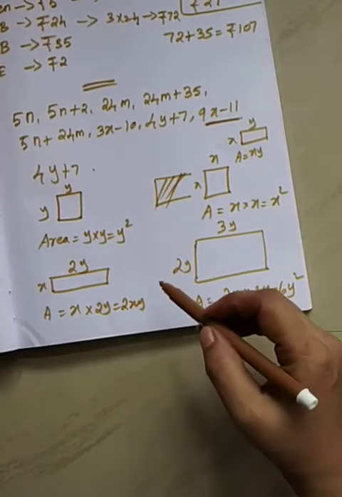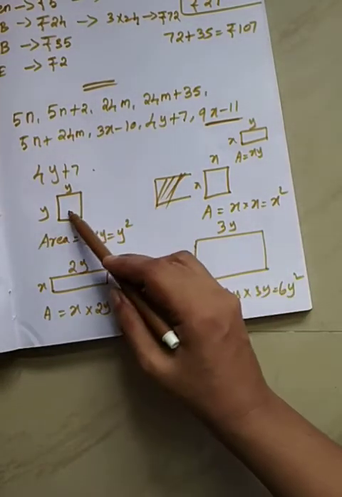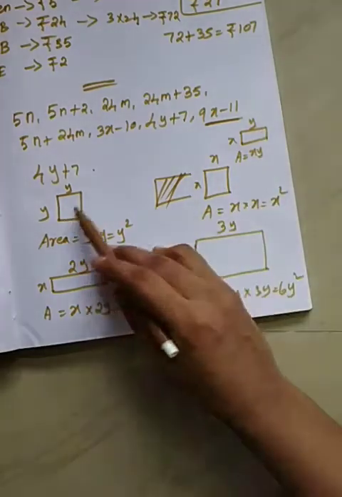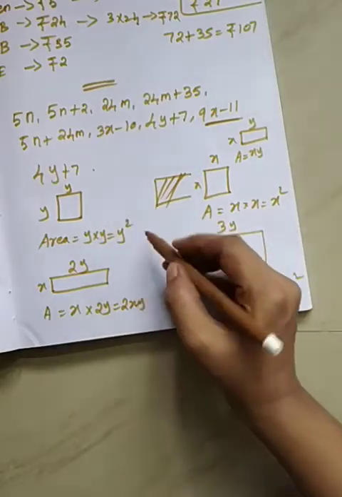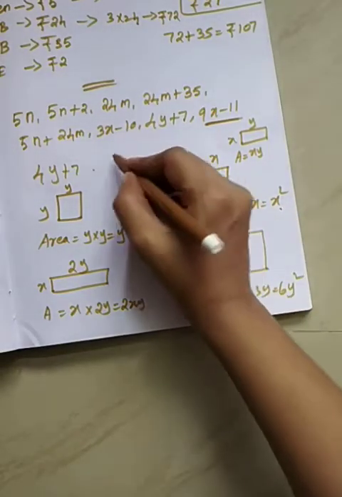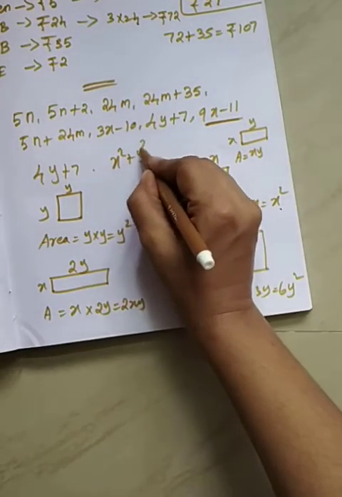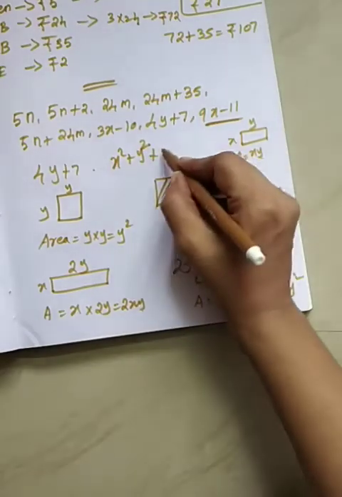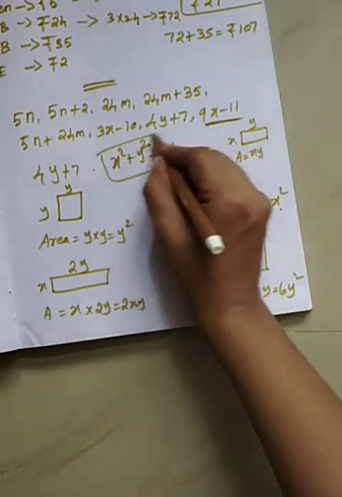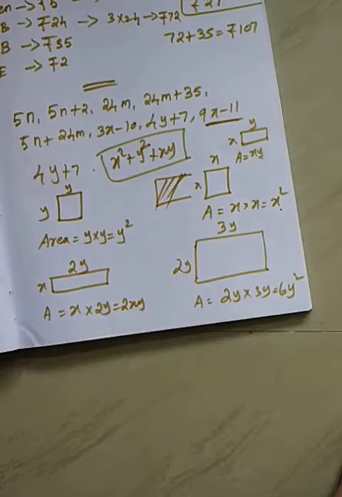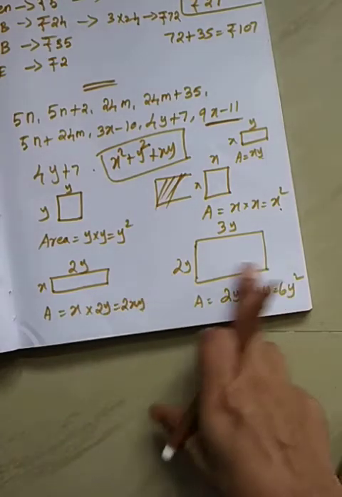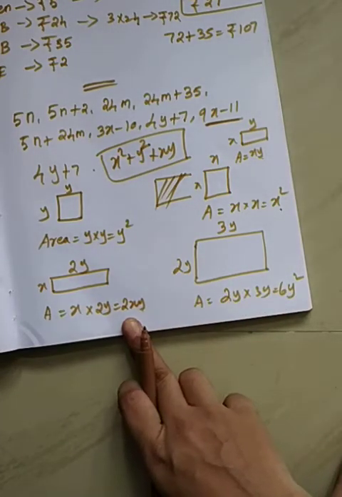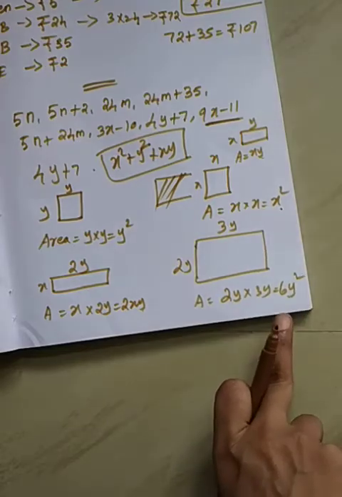See here. The total area of these three figures is given by the expression x squared plus y squared plus xy. Okay. The next, the total area of these two figures. That means you have to consider these two. What is that? 2xy plus 6y squared. Okay.